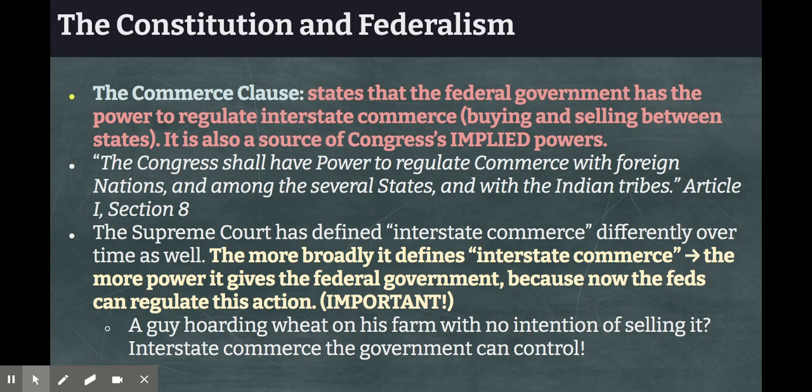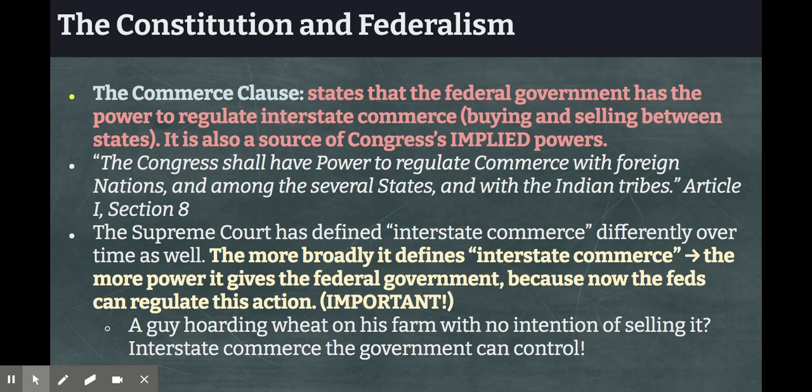All right. Another source of Congress's implied powers is the Commerce Clause. And this is the clause in the Constitution that states that the federal government has the power to regulate interstate commerce, which means buying and selling between the states, right? And again, this is another really important source, along with the Necessary and Proper Clause, of Congress's implied powers. Now, this seems pretty straightforward on its face, right? The Congress shall have the power to regulate commerce with foreign nations, among the several states, and with the Indian tribes. Now, that seems straightforward, right?